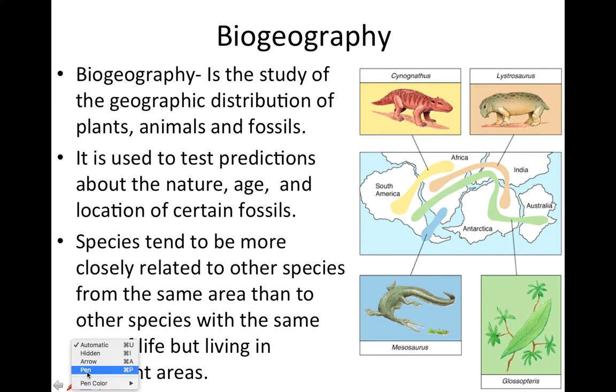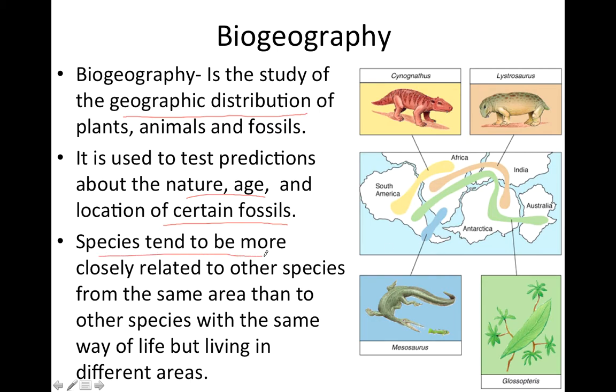Next type, biogeography. Biogeography is the study of the geographic distribution of animals and fossils. So we use this to predict age, nature and location, and that's how we knew about these islands being close together at one point in time.